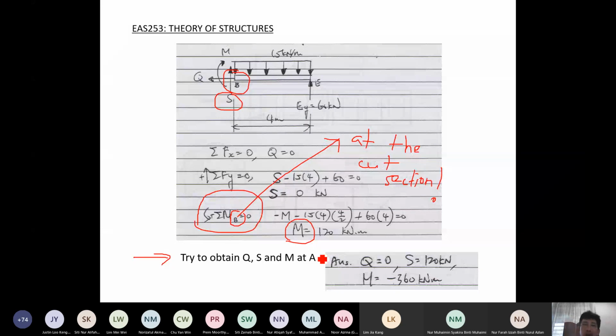And then from there, make use of either the left-hand portion of the cut, or the right-hand portion of the cut. Then draw the free body diagram, indicate the directions of Q, S, and M following the sign conventions. Then after that, make sure that all the reaction forces are determined. Then use the 3 equilibrium equations to get the Q, S, and M. Okay.